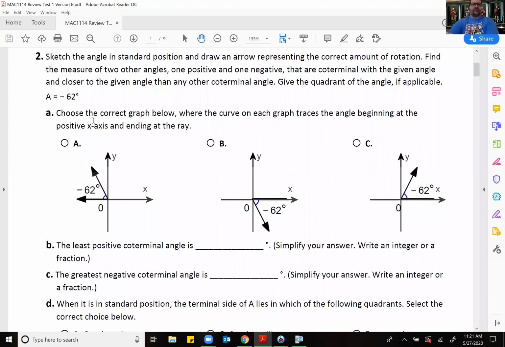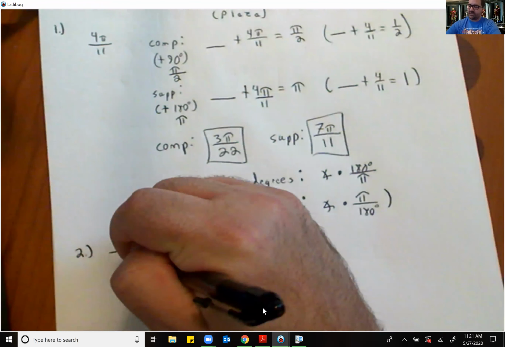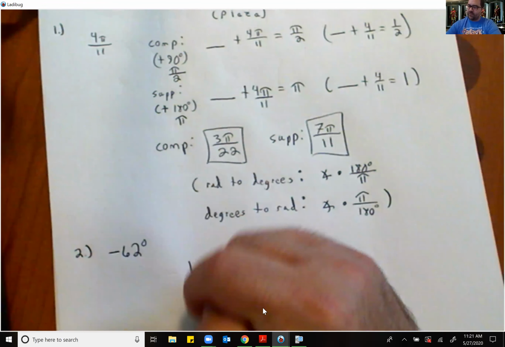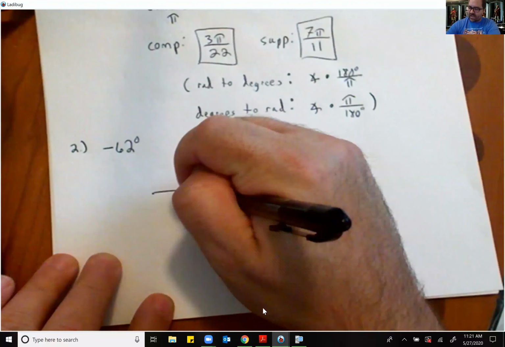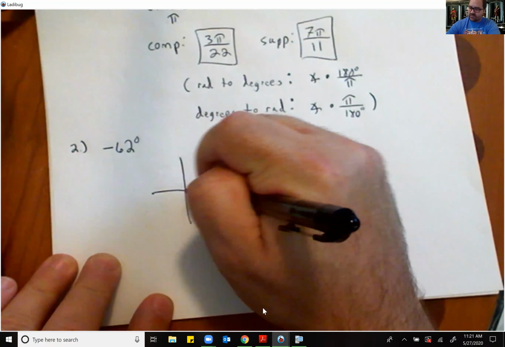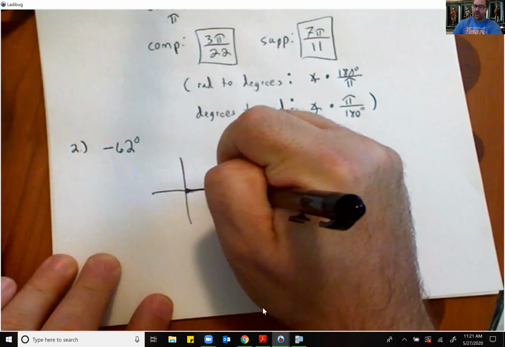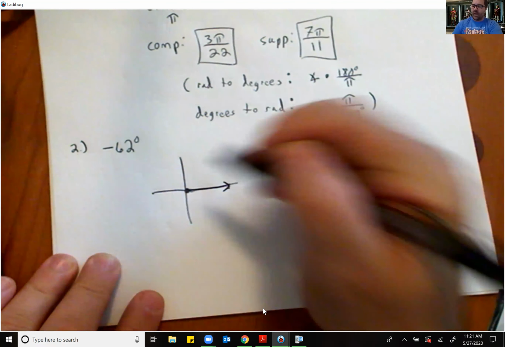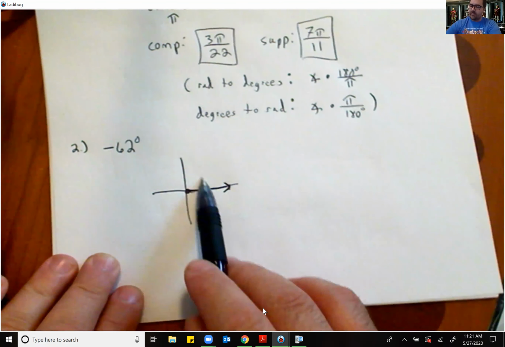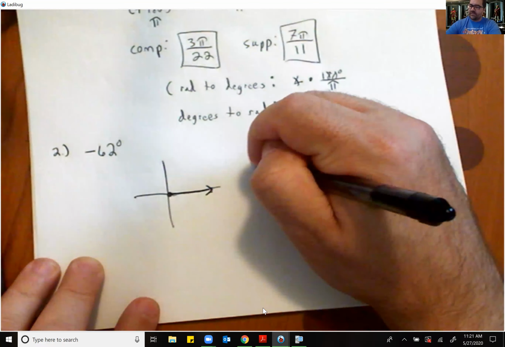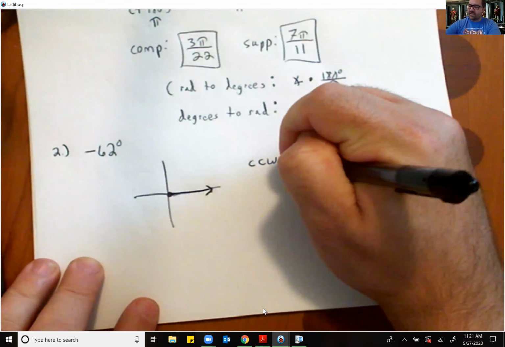Okay, so the first thing is, let's talk about standard form. Remember, standard form, and our angle is negative 62 degrees. Standard form means that you have an initial ray that is on the positive side of the x-axis. You have an initial ray on the positive side, and then your terminal ray either rotates counterclockwise or clockwise. Remember that counterclockwise means that you're dealing with positive angles.